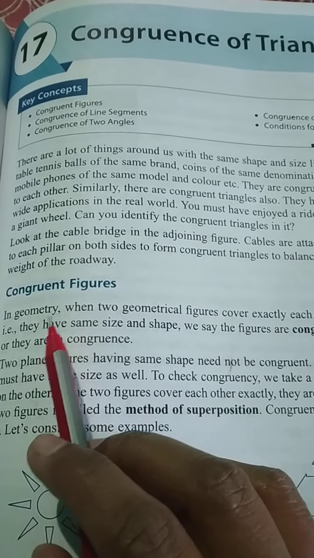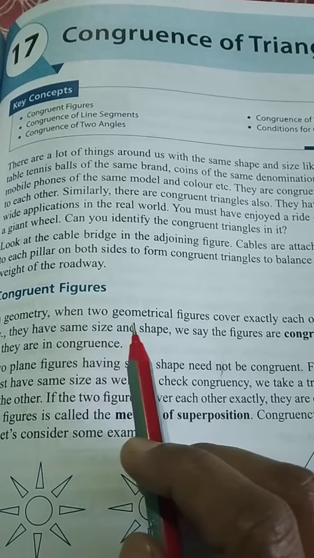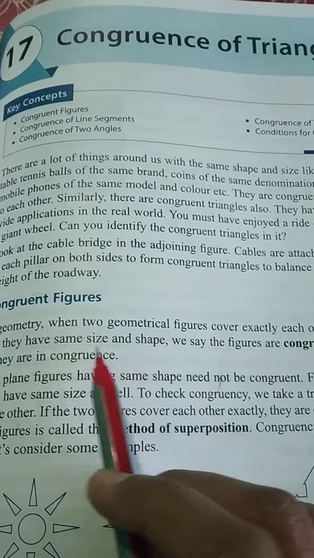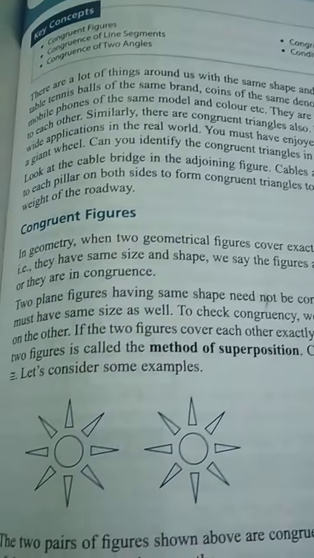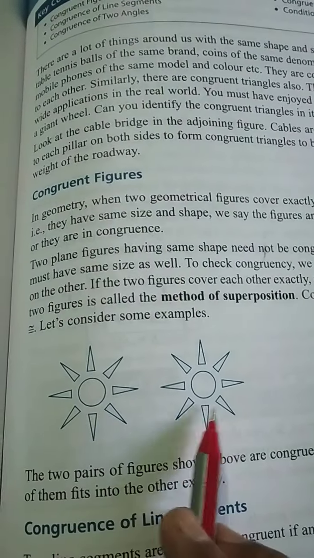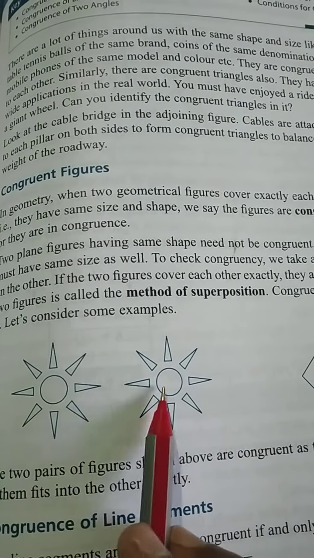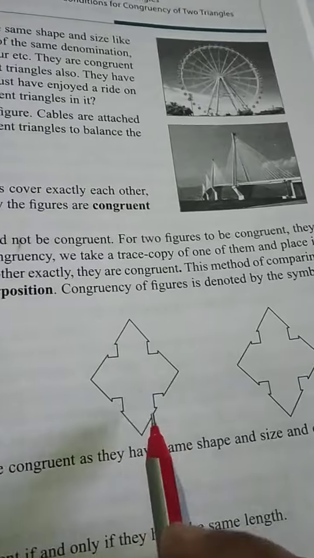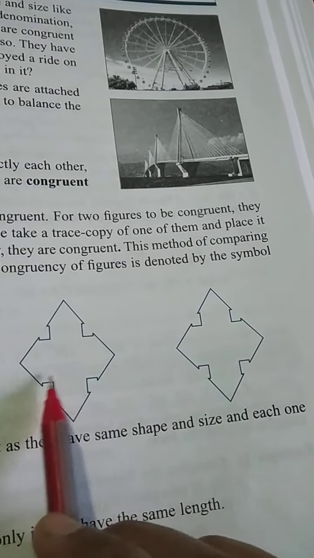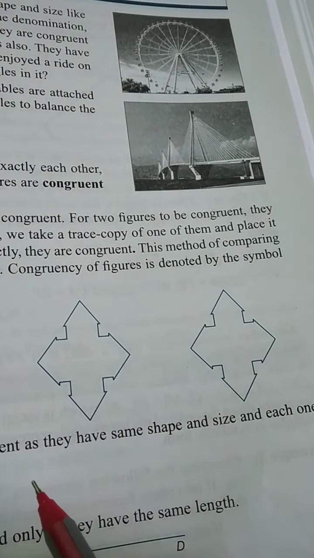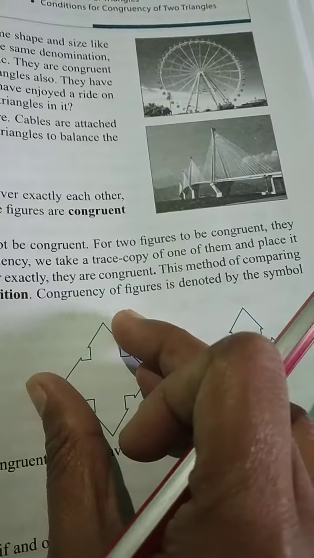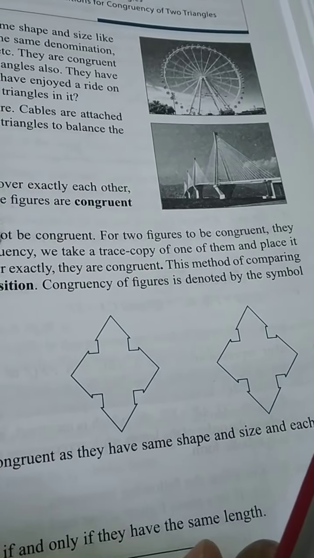Or if two figures have the same shape and size, then they are called congruent figures. You can see here both are congruent figures because they have the same shape and size. Both are congruent because they also have the same shape and size. If you put this upon this, it will cover it exactly.